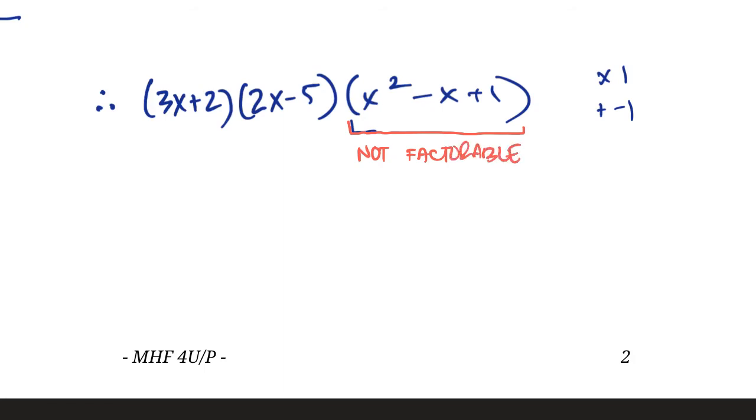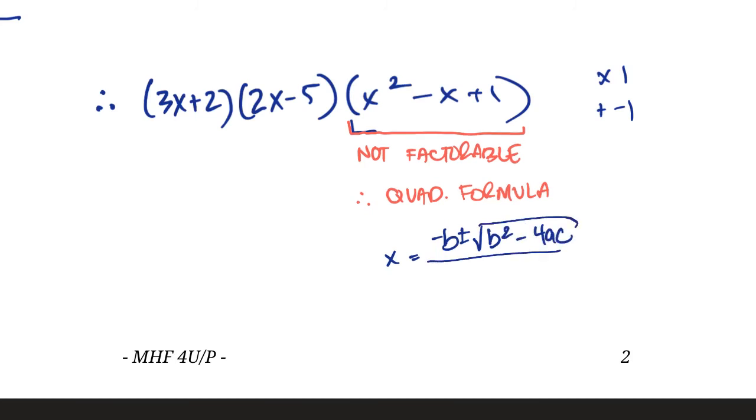But because it's not factorable, it doesn't mean it doesn't have any solutions, right? It just means you can't factor it. It still could have irrational solutions. And the way we find irrational solutions is by using the quadratic formula. So, therefore, quad formula. So let's just see if we can find more solutions to this using that. Negative b plus or minus the square root of b squared minus 4ac all over 2a.